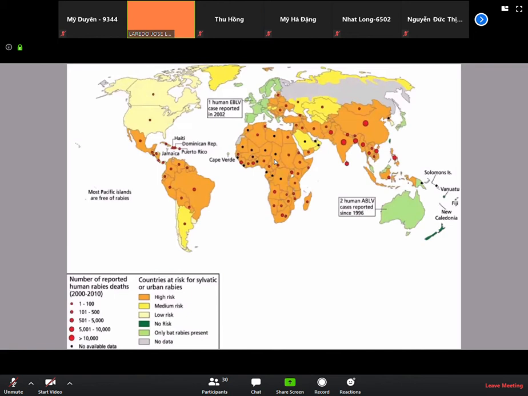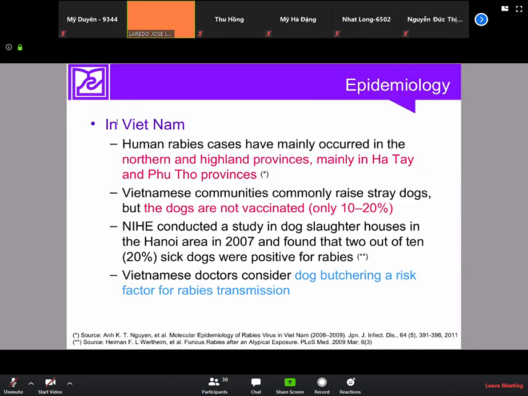In orange color, I show you the countries with the highest risk of rabies in the world. Also Vietnam. We can find many cases in Vietnam every year. This is the problem in Vietnam. This information about Vietnam has been found in these papers that you can find for free. These papers have been written by Vietnamese medical doctors, okay? So the problem in Vietnam appears mostly in the north and in the highlands, mainly in the Hatay province and the Phu Tho provinces.